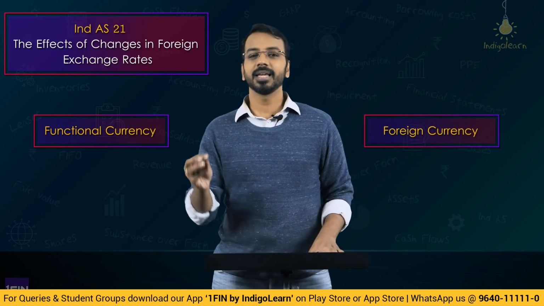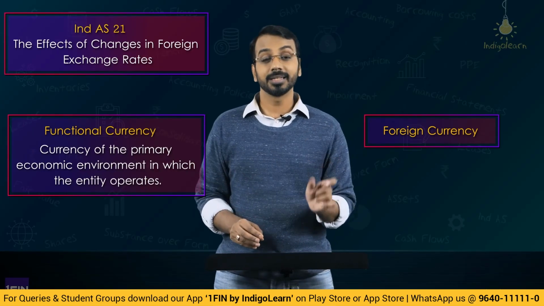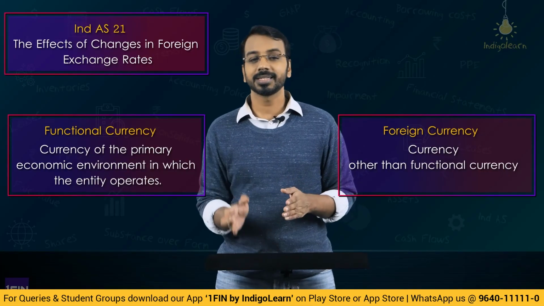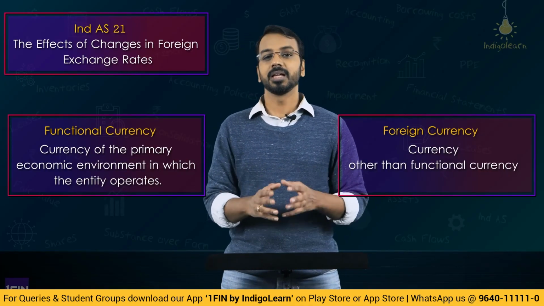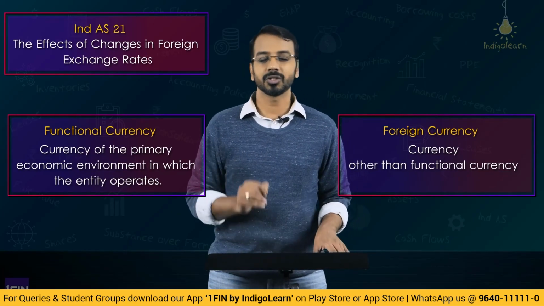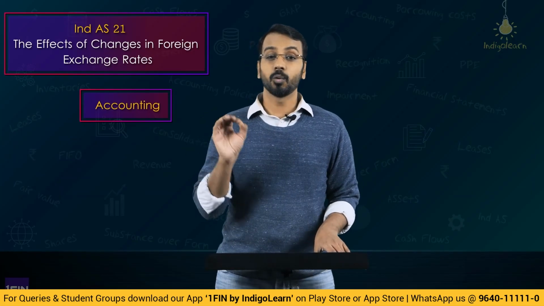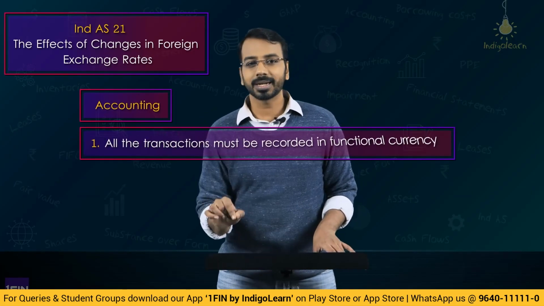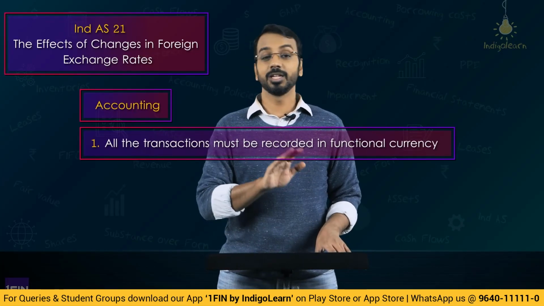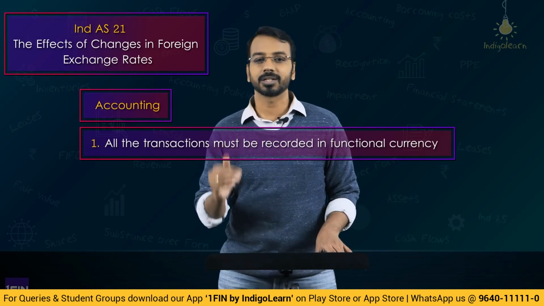Functional currency is the currency of the primary economic environment in which the entity operates. Foreign currency is a currency other than the functional currency, and in some cases the functional currency can be different from the reporting currency, and reporting currency is the currency in which the entity is required to prepare its financial statements. Now coming to the accounting aspects, the first and overriding principle is that all the transactions must be recorded in functional currency. They need not be recorded in reporting currency or foreign currency, they have to be recorded in functional currency.